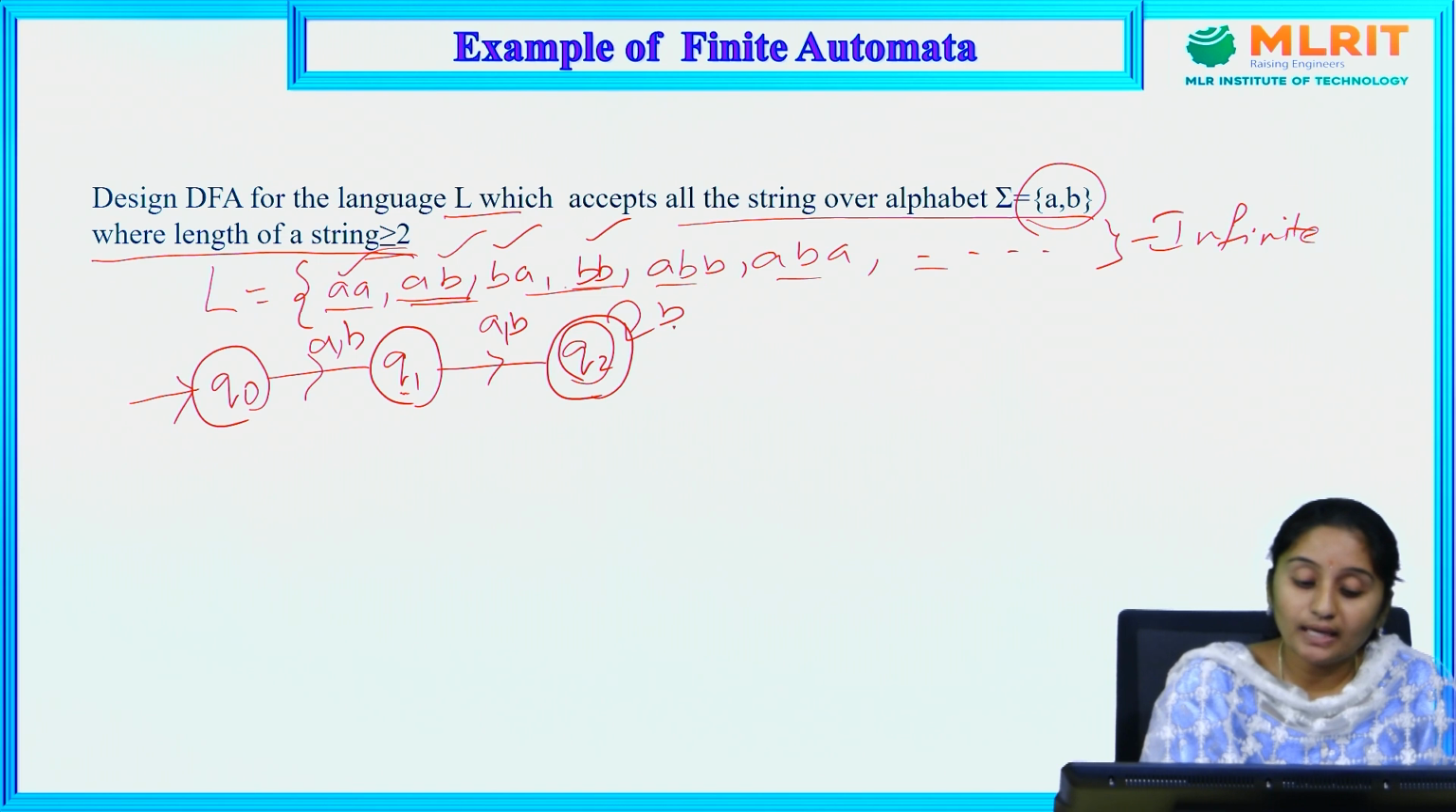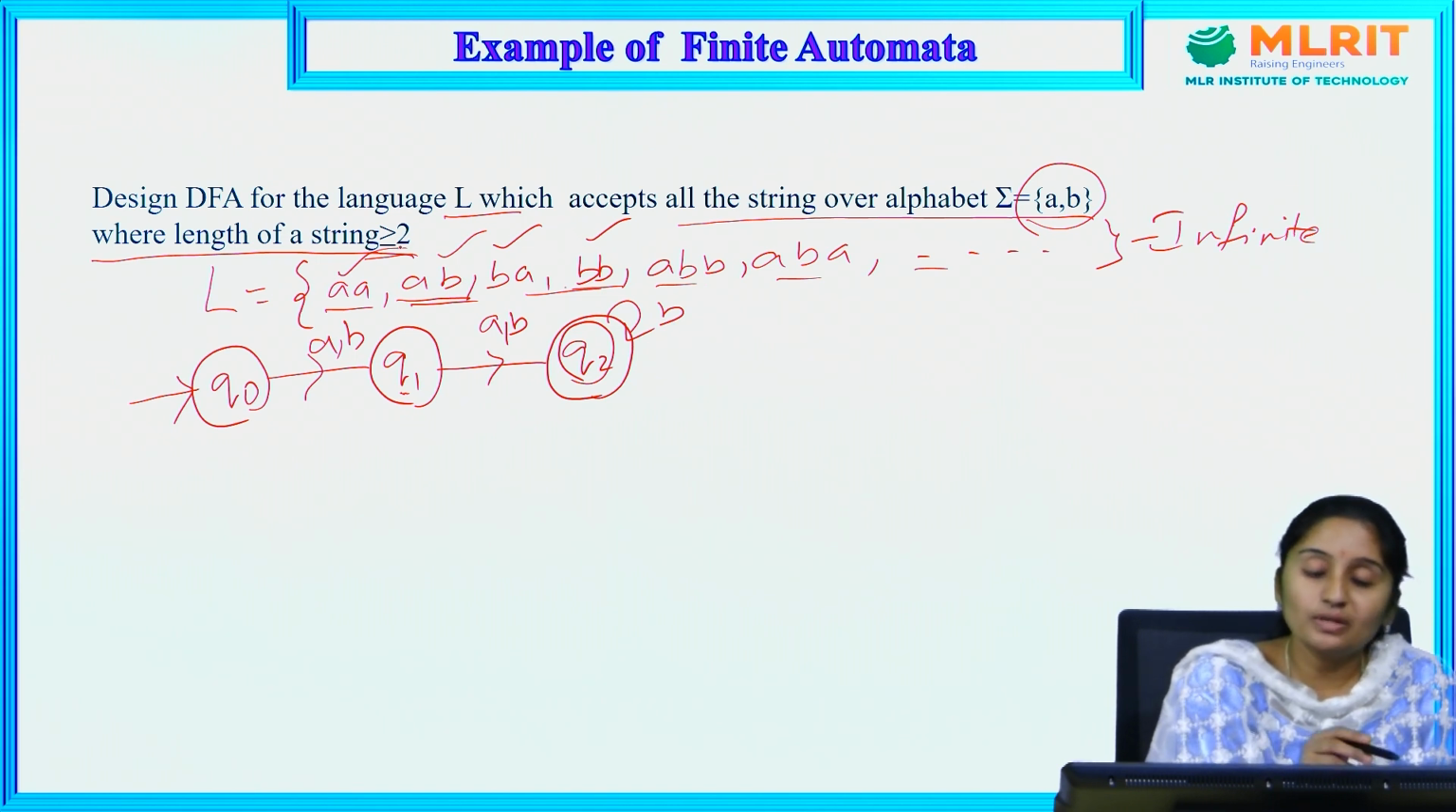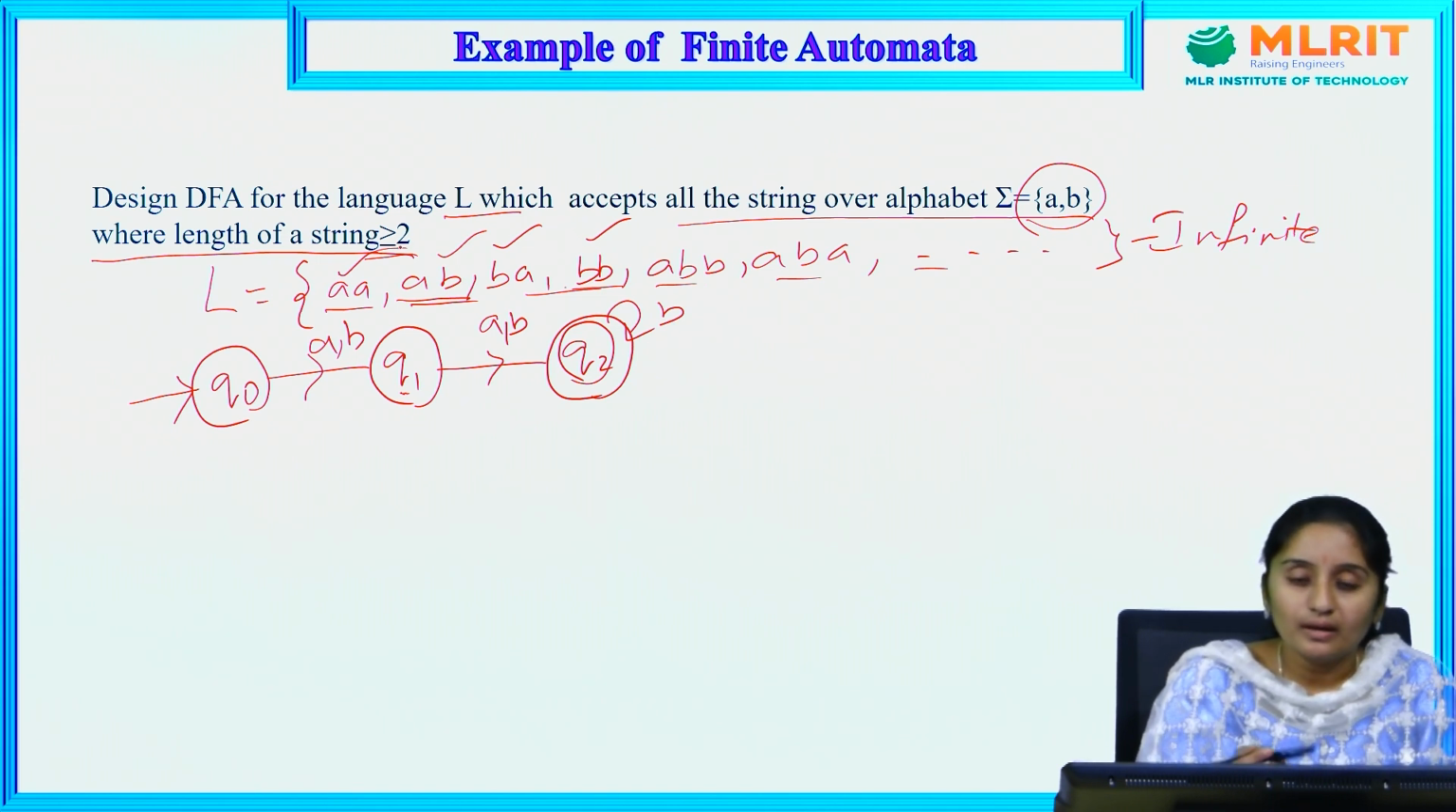Why have I taken a self loop here? Because the length of the string is greater than or equal to 2. Greater than or equal to 2 is nothing but I can have more than 2.